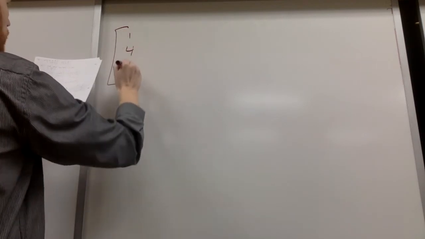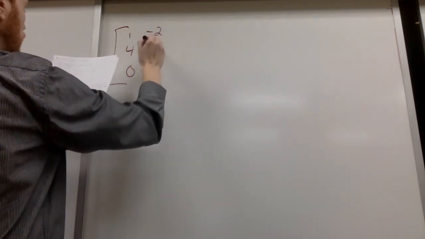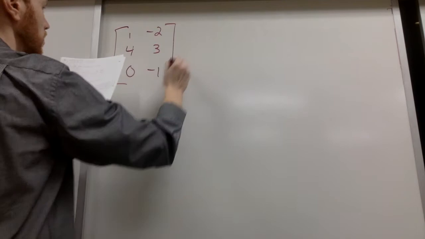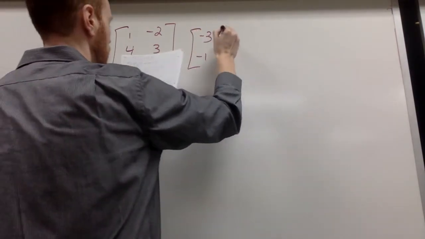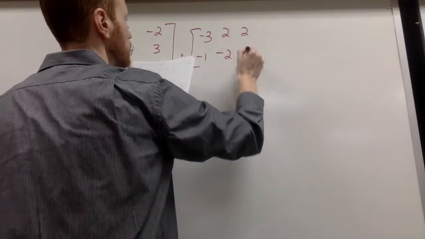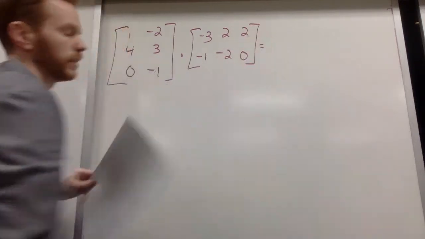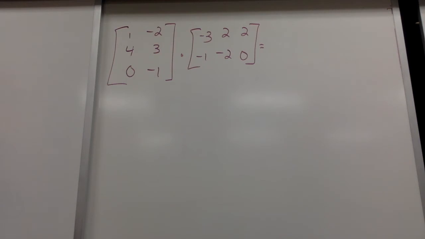So let's see, we got 1, 4, 0, -2, 3, -1. And we're going to multiply it by -3, -1, 2, -2, 2, 0. Okay, so there's my new problem.